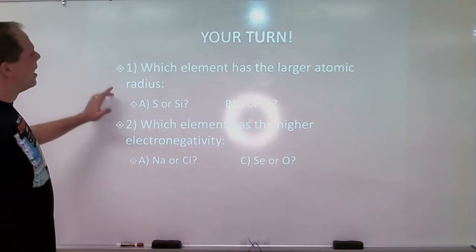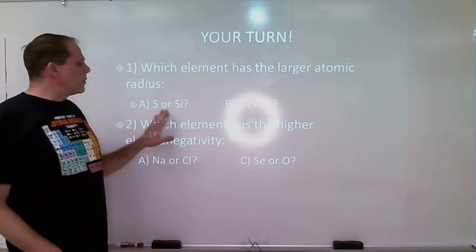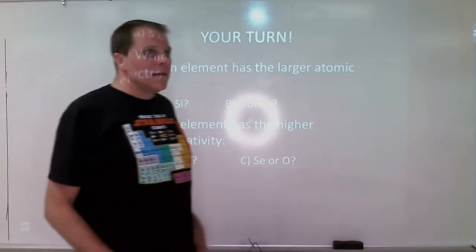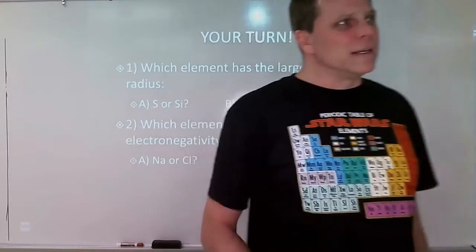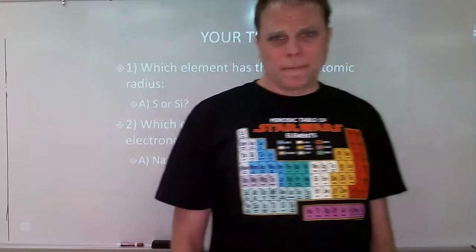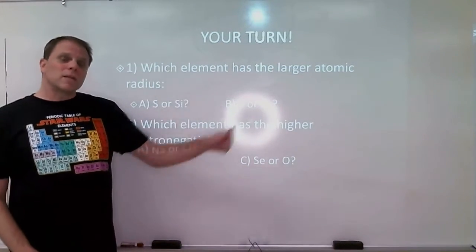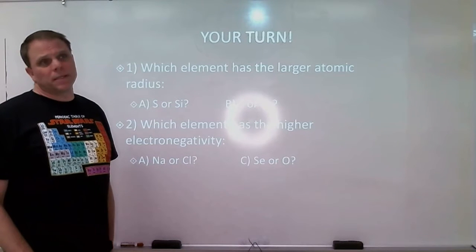And we're back. All right, so which element has the larger atomic radius? Would it be sulfur or silicon? Okay, so sulfur is number 16, and silicon is number 14, right? And so which one is further to the right of the periodic table? It's going to be sulfur.